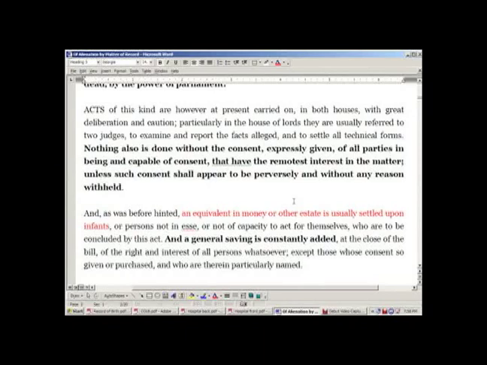Nothing also is done without the consent expressly given of all parties and being incapable of consent that have the remotest interest in the matter, unless such consent shall appear to be perversely and without reason withheld. So their presumption is, this act has been passed, you know, you need to say yea or nay. If you do neither, then they're going to say that you agree. They're going to say it was a yea. Or that it was a nay.